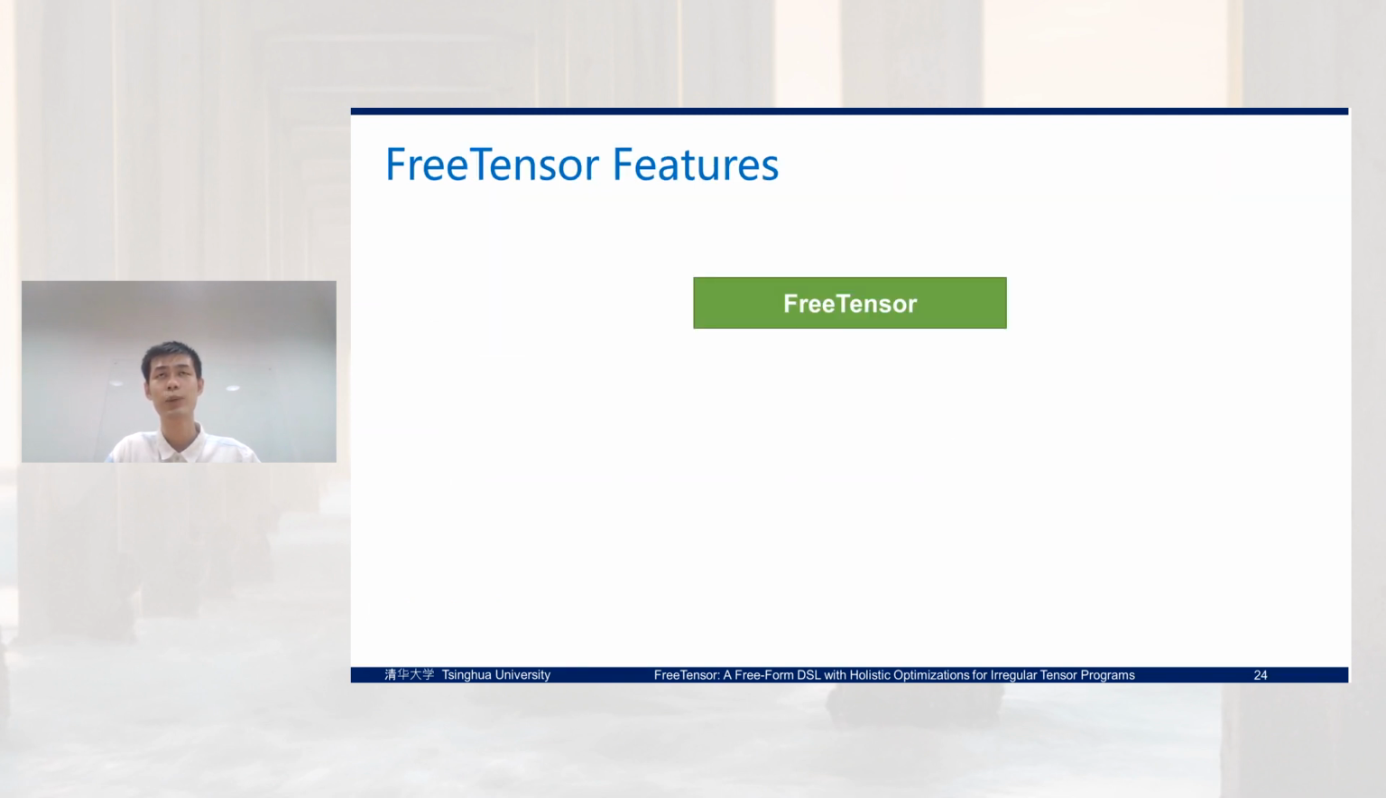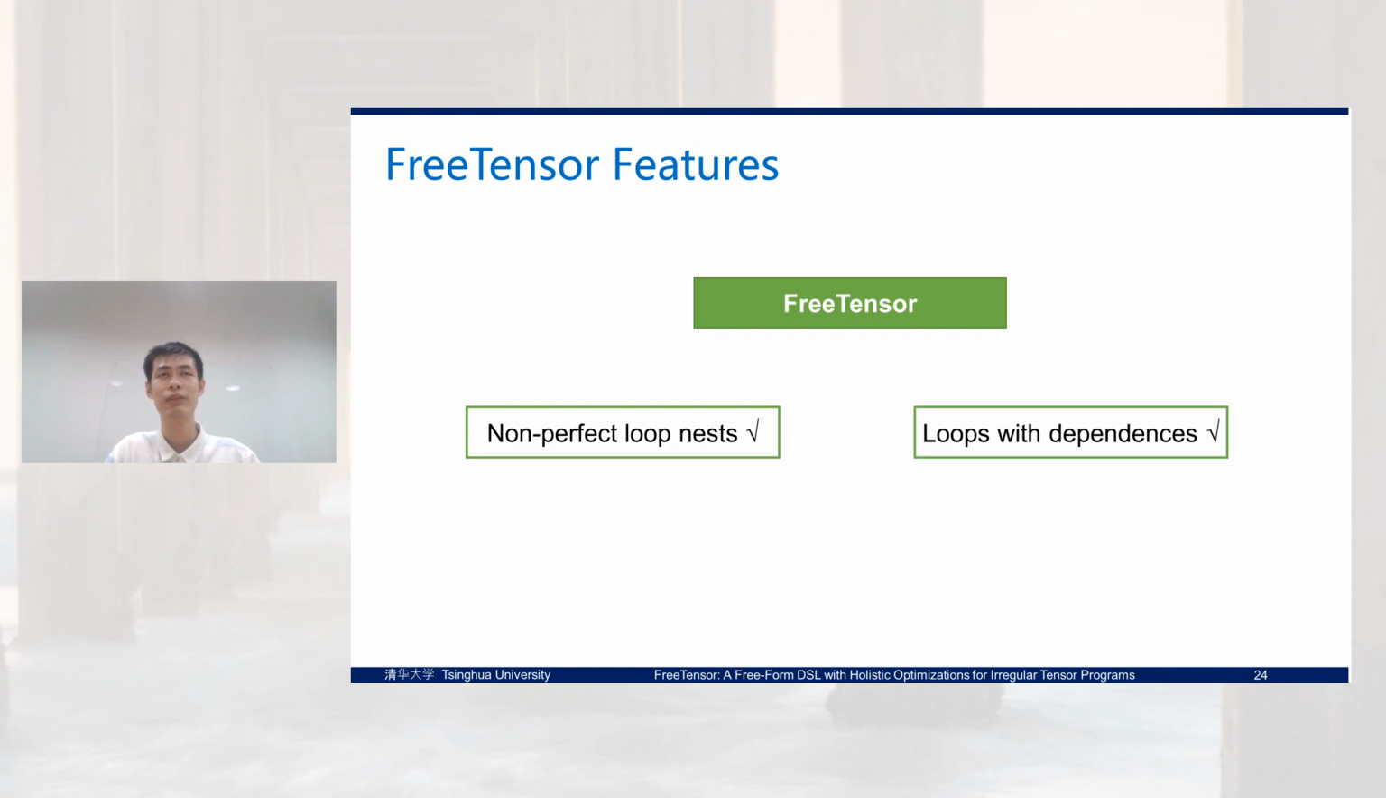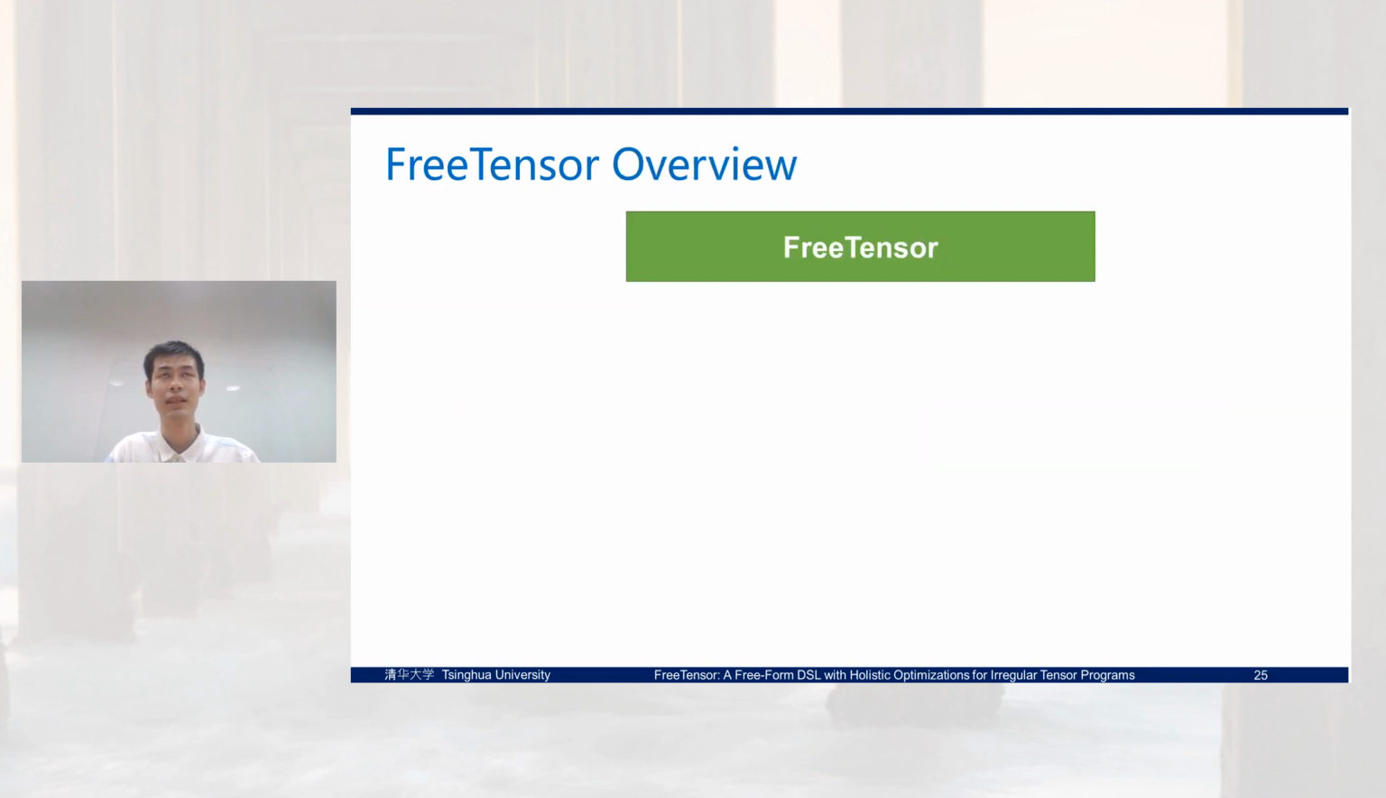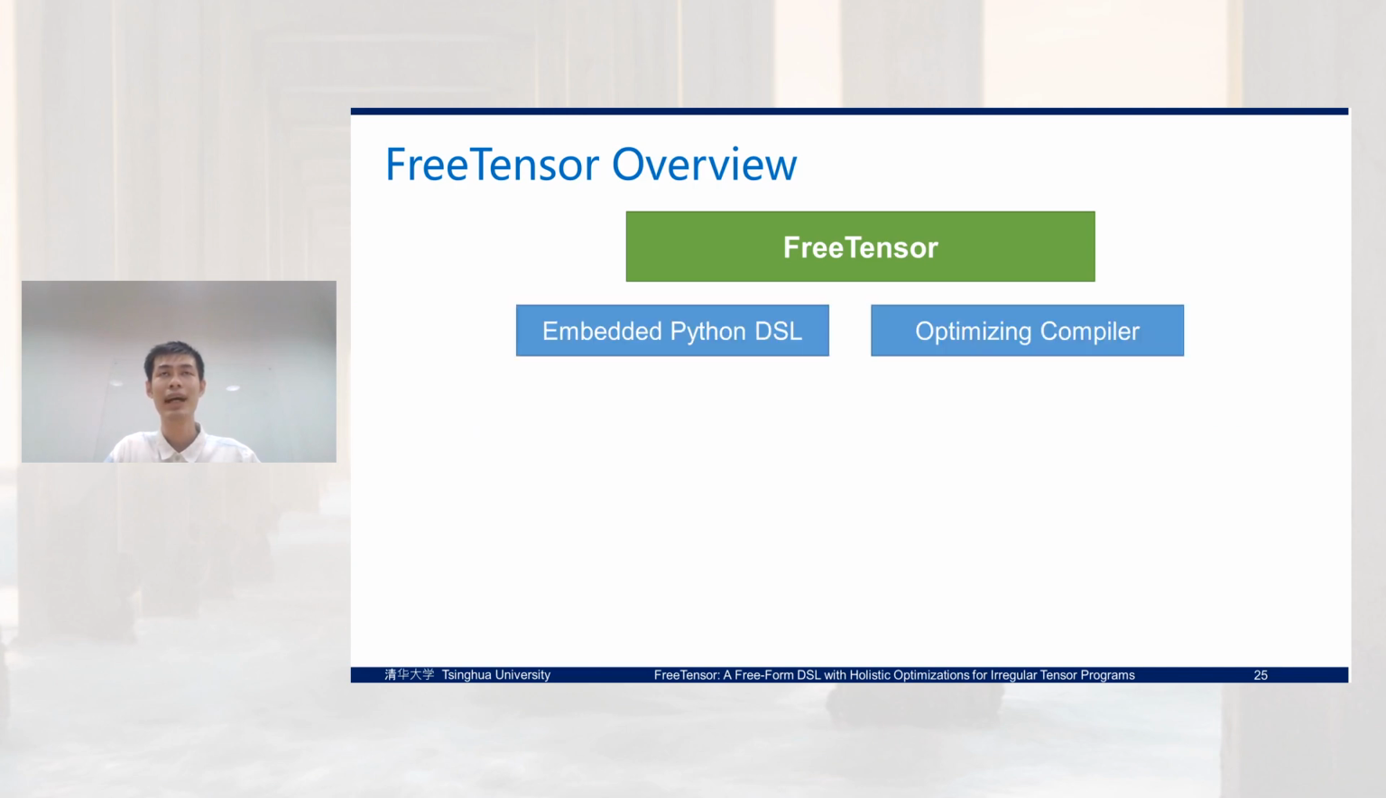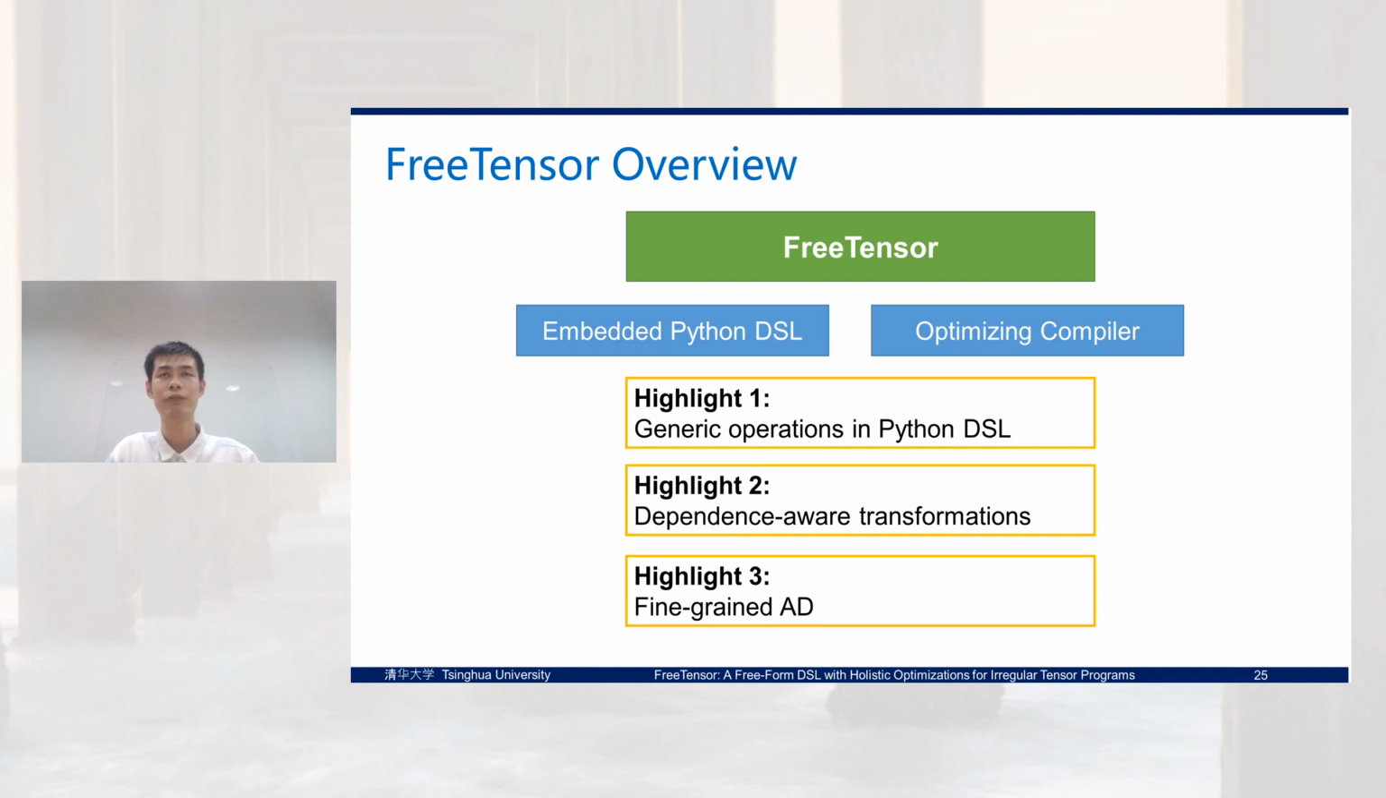In FreeTensor, we further extend the expressiveness of tensor programs. Particularly, we support non-perfect loop nests and loops with dependencies. To achieve this, FreeTensor provides an embedded Python DSL to write a tensor program and an optimizing compiler to compile it to native code. In this talk, I will first briefly introduce our DSL and compiler, and then highlight 3 key designs in FreeTensor.